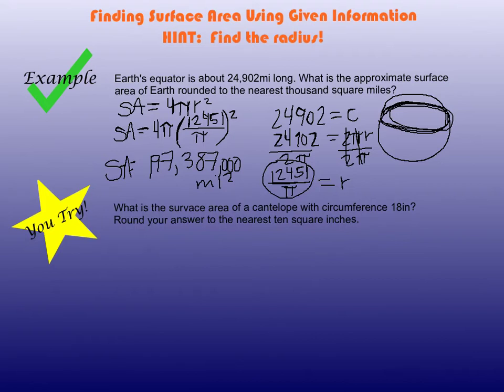Now you try. It says what is, that should say surface area. What is the surface area of a cantaloupe with circumference 18 inches? Round your answer to the nearest 10 square inches. Also, yes, I spelled cantaloupe wrong. Pay no attention to that. Go ahead, you try.